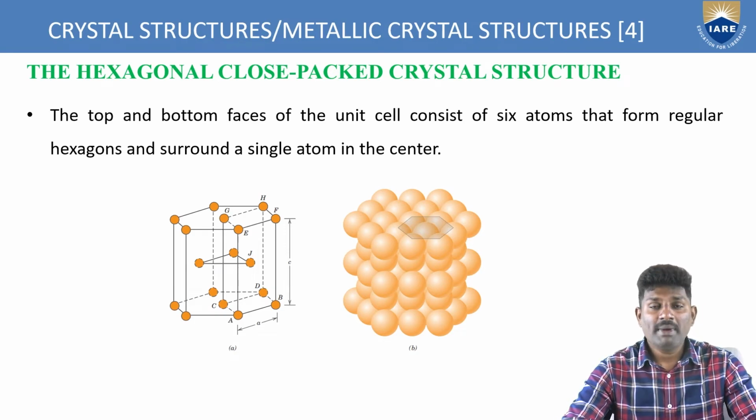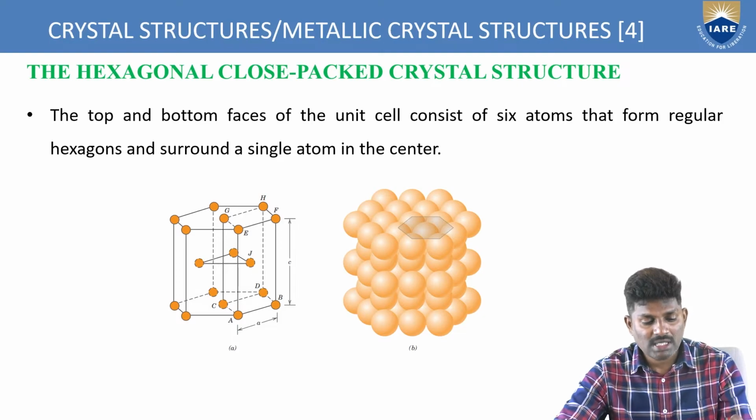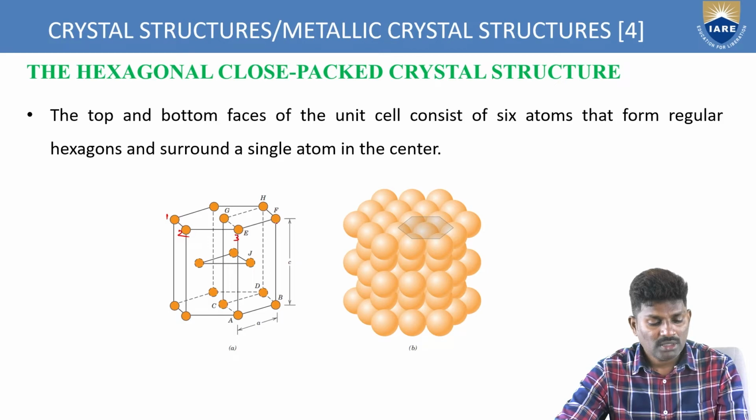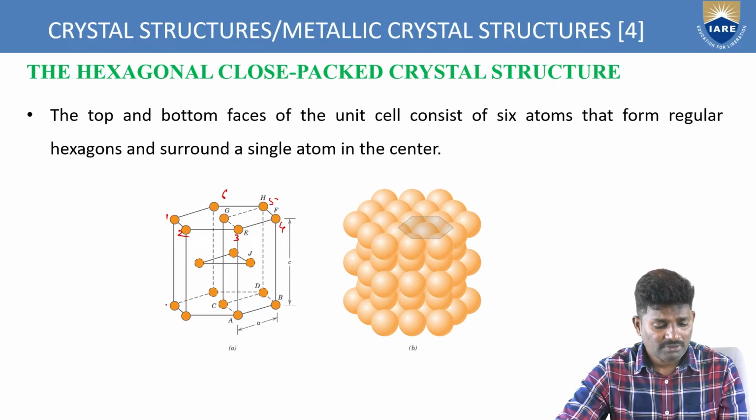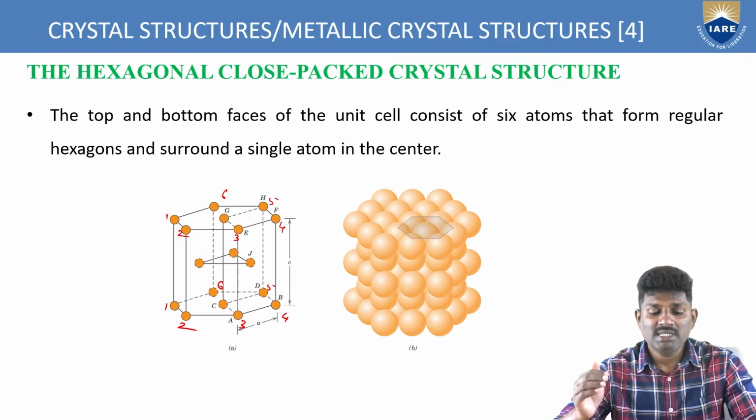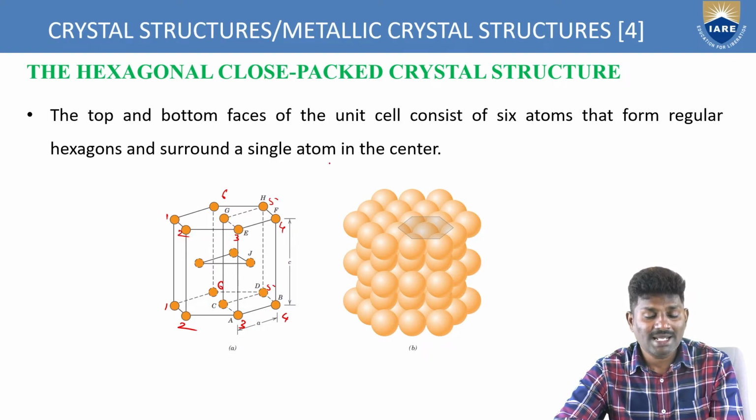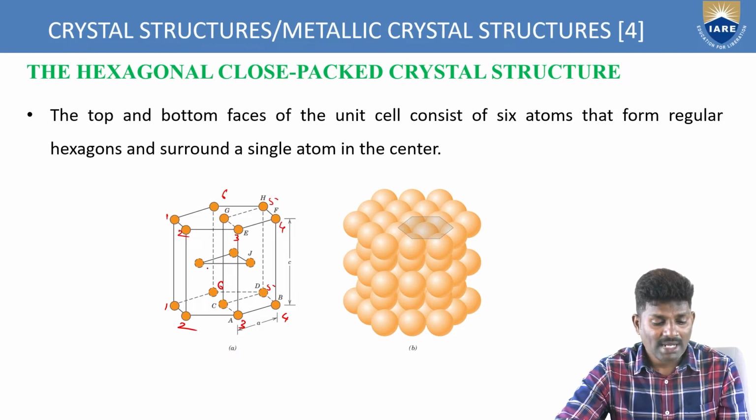Now the top and bottom faces of the unit cell consist of 6 atoms. So if you see the top face, how many do you have? 1, 2, 3, 4, 5 and 6. Similarly at the bottom, you see 1, 2, 3, 4, 5 and 6. So the bottom face has 6 atoms, and the top face has 6 atoms. So this is a regular hexagon surrounding a single atom at the center, and if you see the atom at the center, you have a single one.